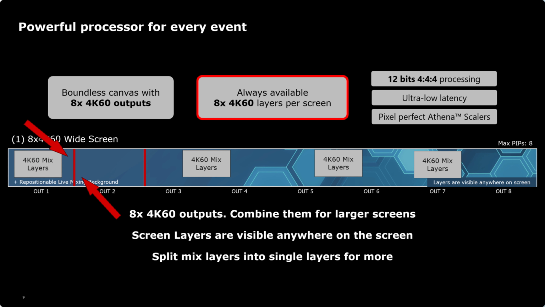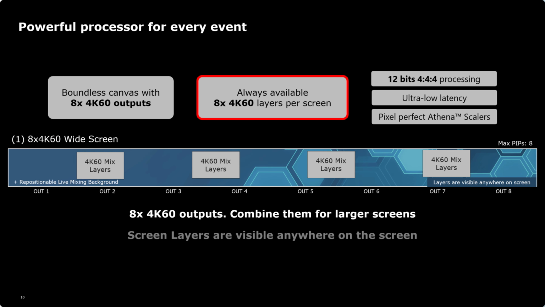So again, effectively what that gives you is 4 4K60 mix layers or 8 4K60 single layers on your destination, no matter how many outputs you add to it. So you're able to distribute those 4 4K60 mix layers across those outputs. Again, those are viewable anywhere on the screen destination at any time.